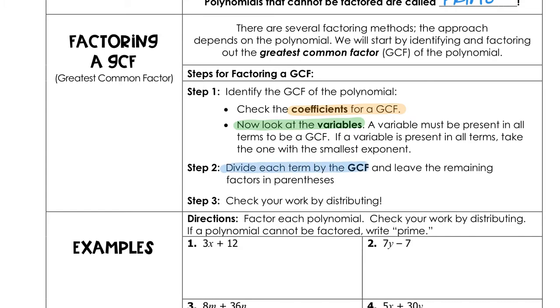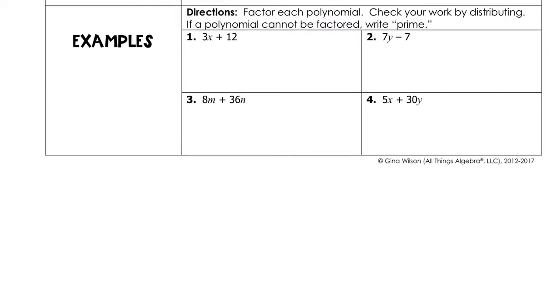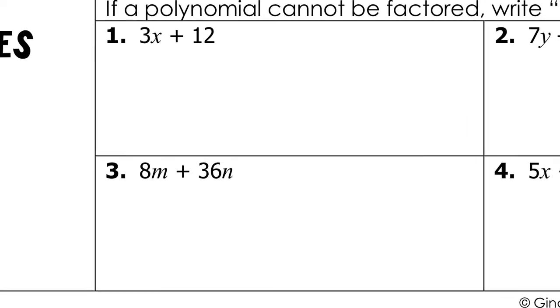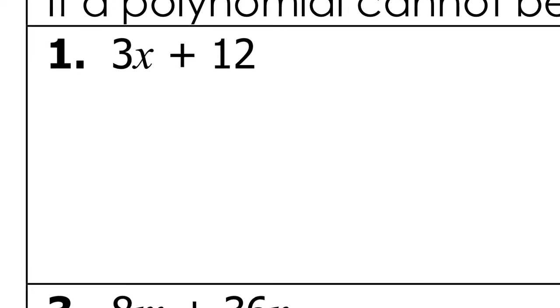Second step is to divide each term by your GCF, and you'll see that I call them leftovers. And then number three is to check your work by distributing. So if you wanted to go back in, build a box and check your work, you can do that. So here's what factoring by GCF looks like.